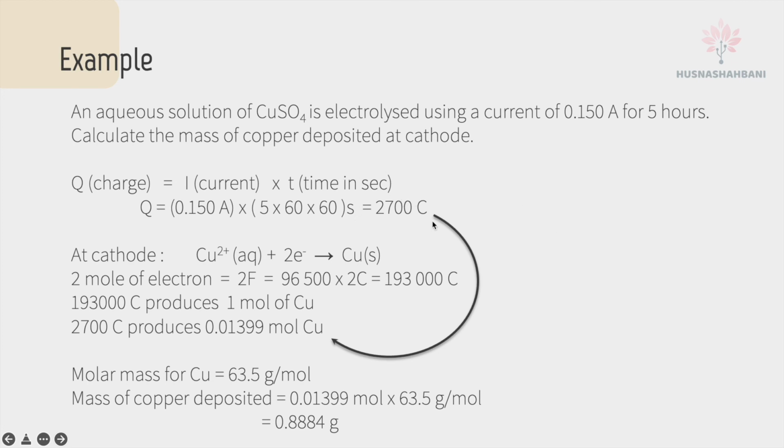So this one you get from the amount of Q that we have, because we only have this amount of Q. We don't have the amount of Q for 2 mole electron, 1 mole copper. We don't have 1 mole copper. We only have 0.01399 mole copper. Compare and use cross multiplication, and you will get the mass of copper deposited.